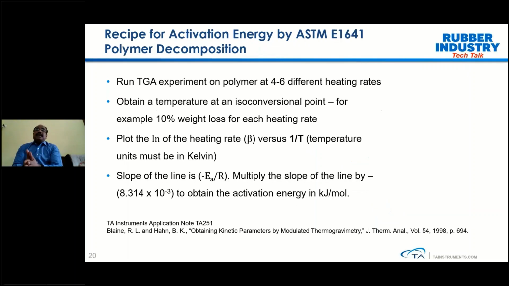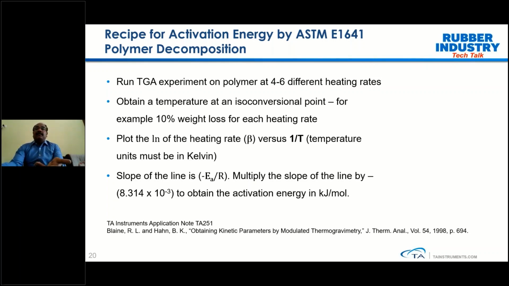What we do is capture the conversion rate, as in the ASTM technique, at 3, 4, or 6 different heating rates, and then we plot the heating rate versus the inverse of temperature. The slope gives the activation energy divided by the gas constant. That multiplied by the gas constant will give you the activation energy. So if you wish to understand the activation energy of your decomposition, you would be doing these studies. But now you don't need to do this kind of study.